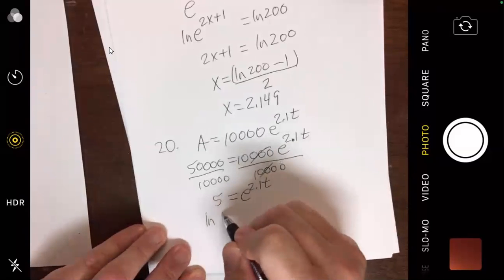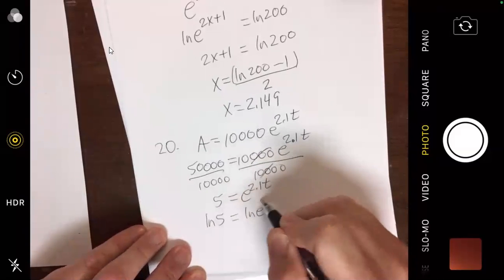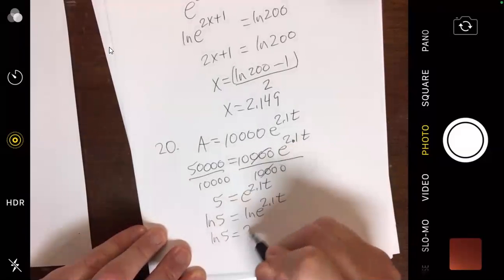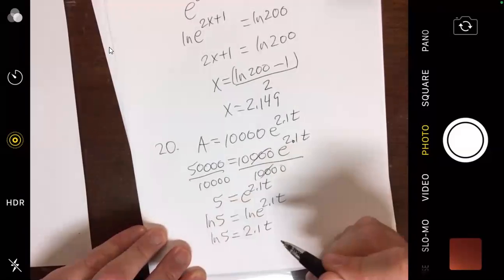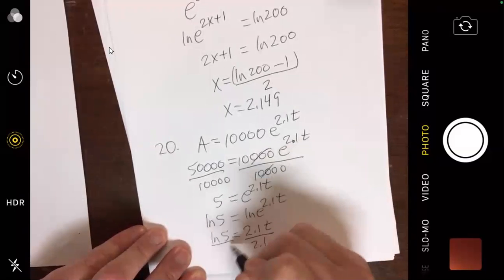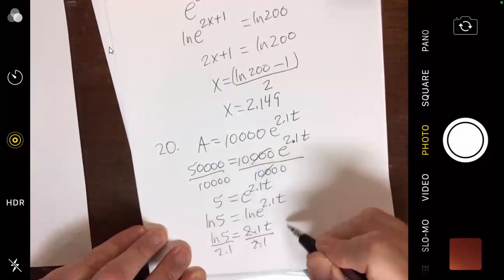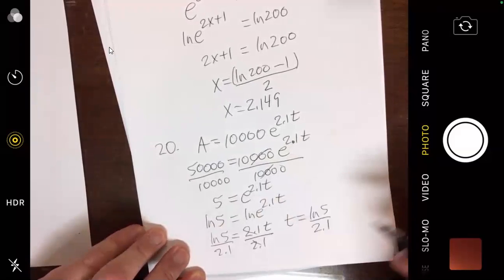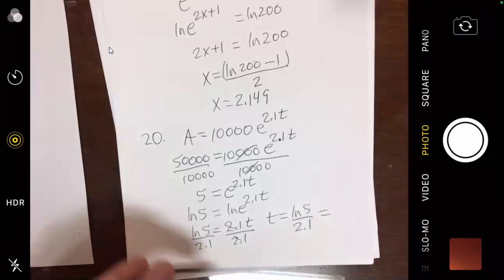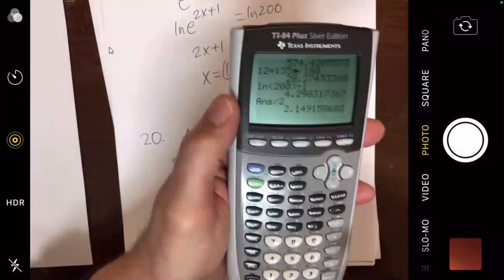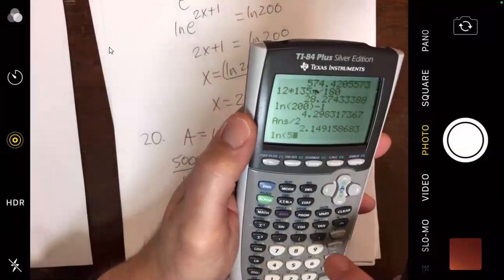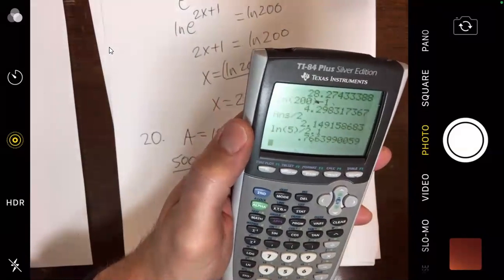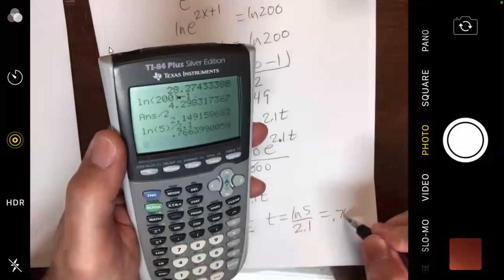Log on both sides. ln 5 then equals 2.1t. Divide by 2.1. And your exact answer is ln 5 divided by 2.1. We'll punch it out: ln 5 divided by 2.1 is 0.7664.